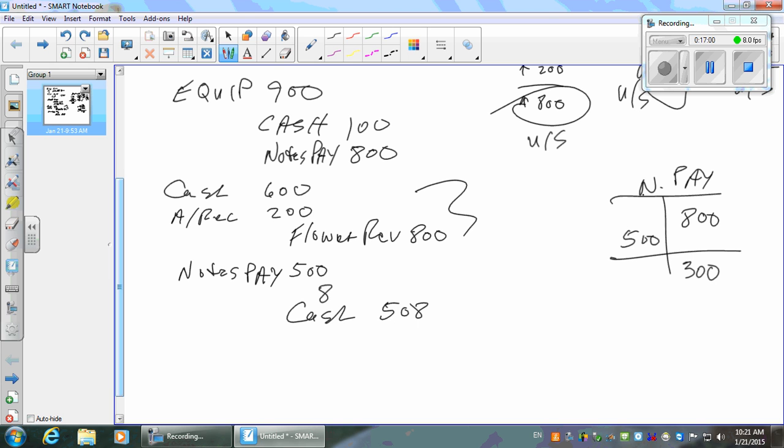What's the 8? You said it was interest. Somebody said it was interest in the problem. It's interest something. What interest what? Expense. Expense, yeah. How is it an expense? Expenses are costs that we incurred to generate revenues. How is that a cost we incurred to generate revenues?